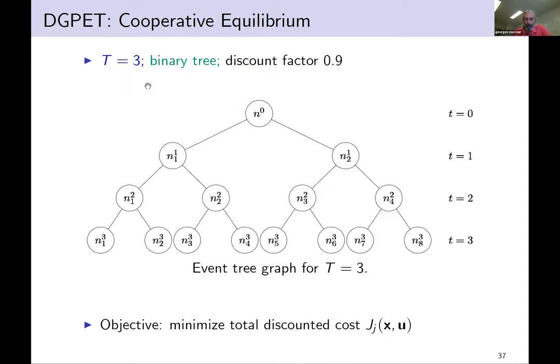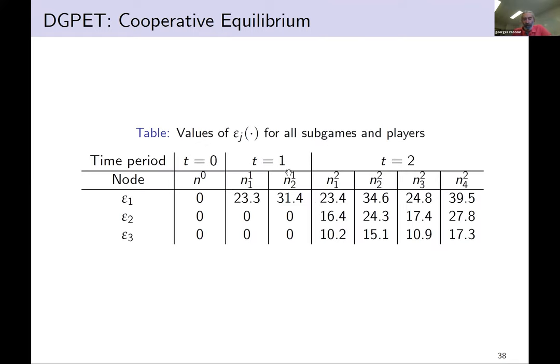Now, let me consider a very simple binary tree here. So I start from this node, I can go to the left or to the right, and from each node to the left and to the right. And suppose that what players want to do is to minimize the total discounted cost. Okay, so this would be like an environmental agreement between the three players. So now I do all what I have done before and I get this epsilon. So what is the interpretation here?